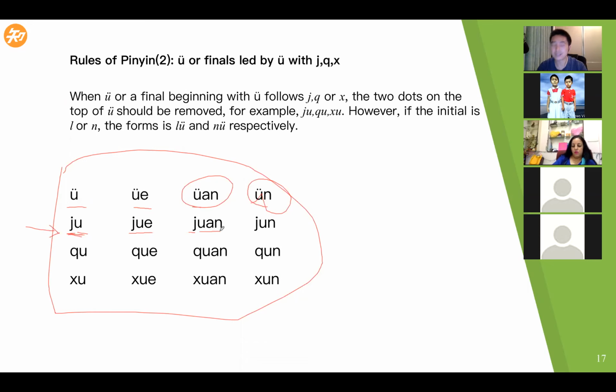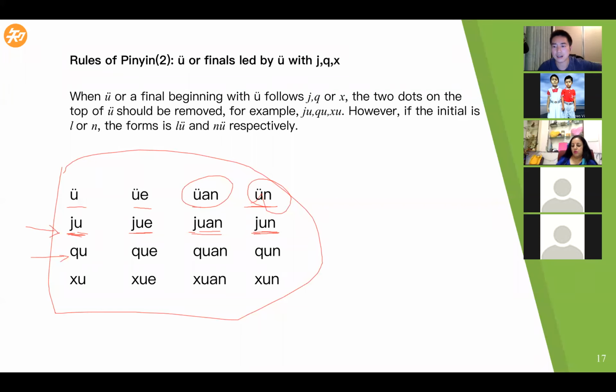Juan. Yes, yes. That's so native. Now the next one. Juan. This one is yun, right? Yun. So together it becomes jun. Jun. Yes. Okay. Now all of you together read out to me. Ju. Ju. Jue. Jue. Juan. Juan. Jun. Jun. Good.